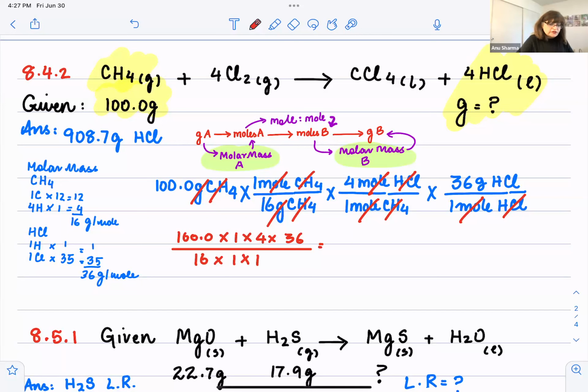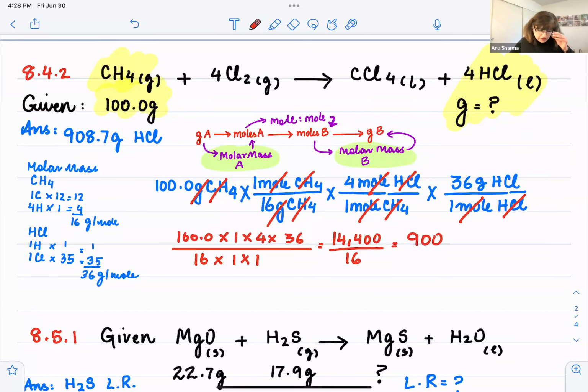Okay, so let's do the math. So here we have 100 times 1 times 4 times 36, and that gives you 14400. Divide that by 16, and that gives you 900. So I'm getting 900.